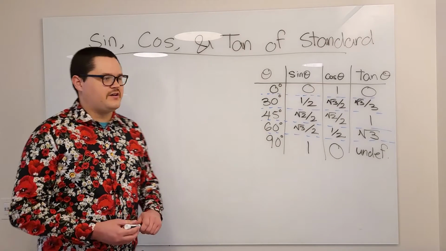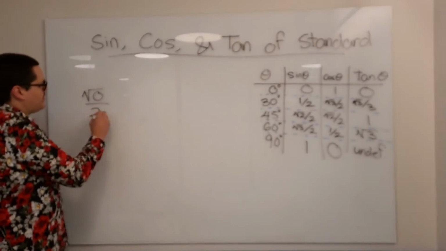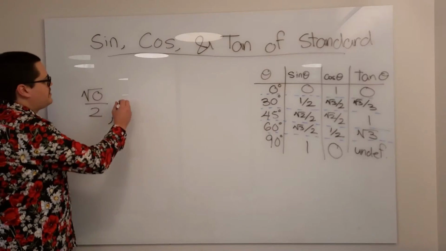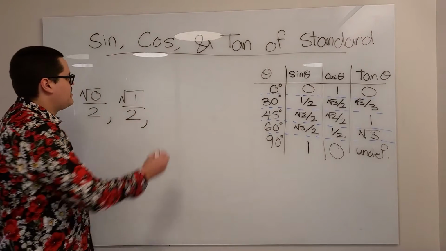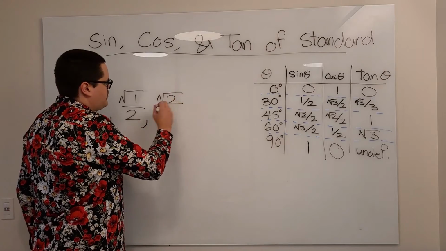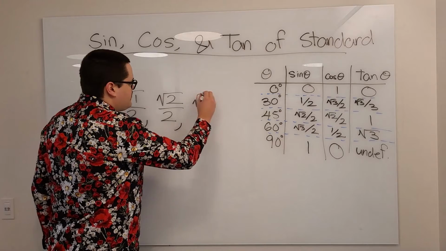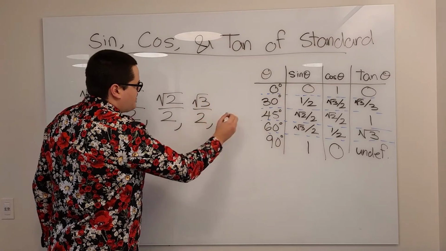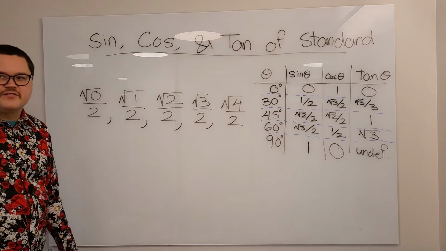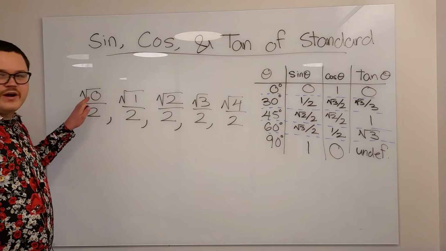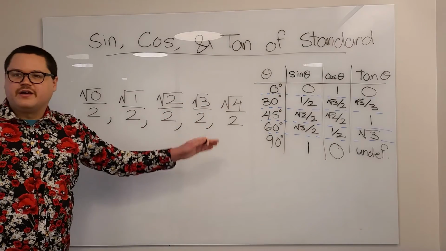Let's see if you can follow along. So I'll write square root of 0 over 2, square root of 1 over 2, square root of 2 over 2, square root of 3 over 2, and finally square root of 4 over 2. I think you can see the pattern here. It's square root of the numbers from 0 through 4 all over 2.